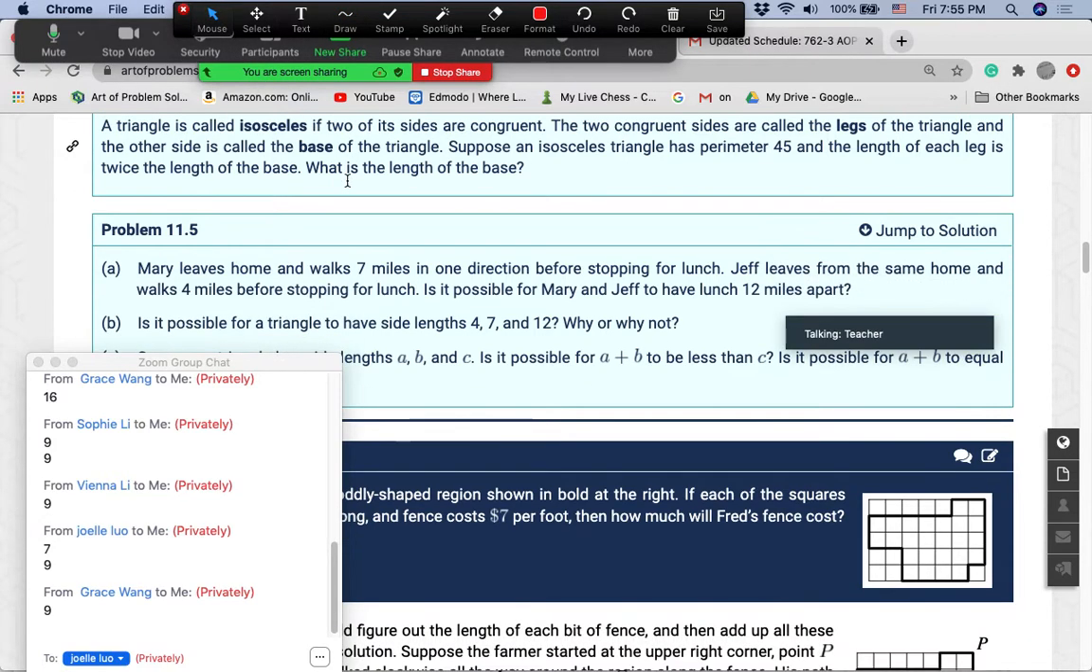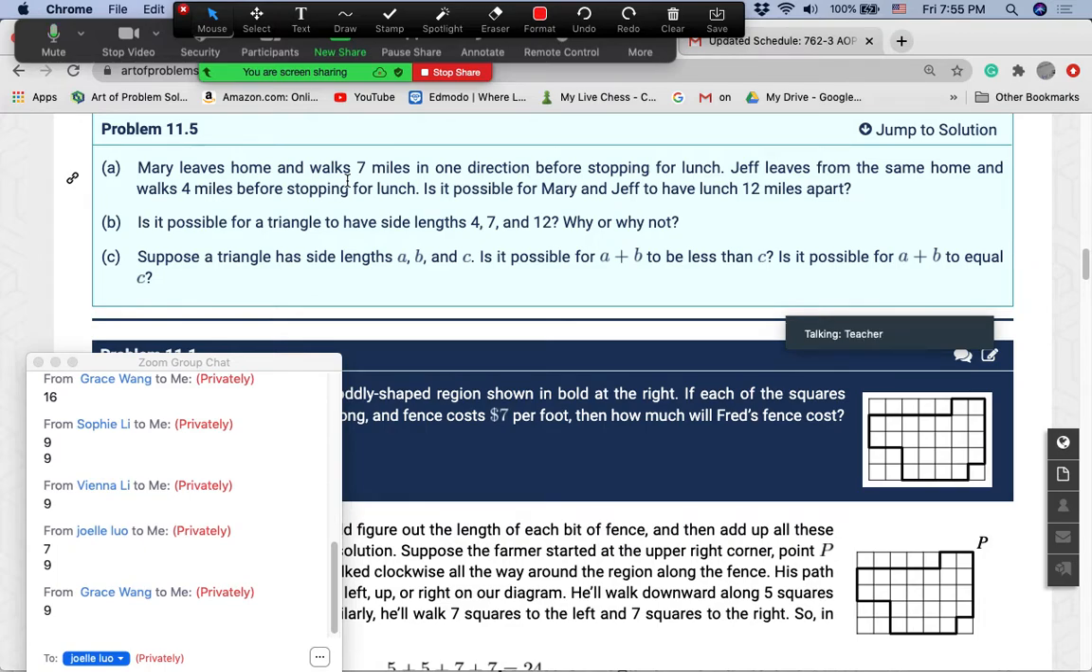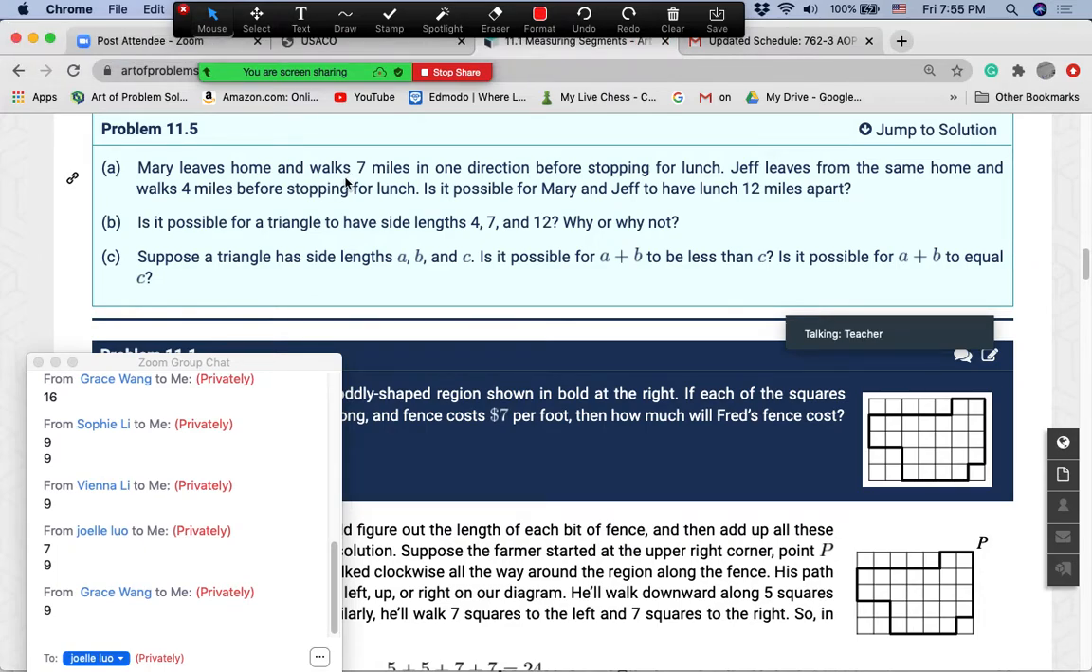I go to this one, 11.5. Sophie, can you read 11.5?